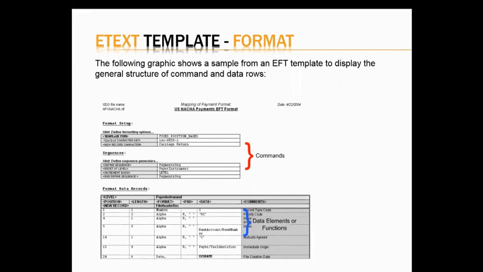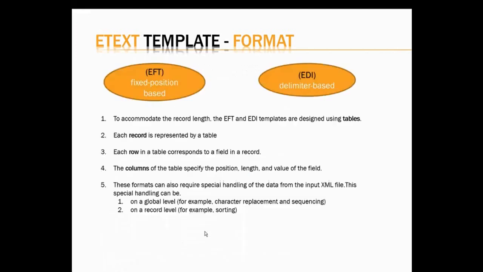When I say record level, this is a record. At record level, we can define formulas saying that within this record, sort the data like that, or within this record, if this condition is satisfied, then only print the record. Something we can keep like that. So that is the typical properties we'll be having in EFT or EDI templates.